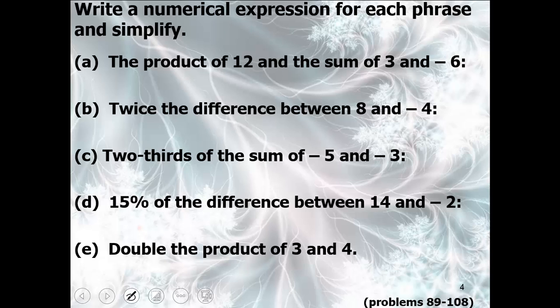All right, let's try and do a couple of these with some examples. They want us to simplify it or get it down to a number. The product says I'm going to multiply something: 12 and the sum of 3 and negative 6. So I have 12 times the sum of 3 and negative 6. I have to do what's in the parentheses first. So 3 plus a negative 6, that's 12 times a negative 3, and I get negative 36.